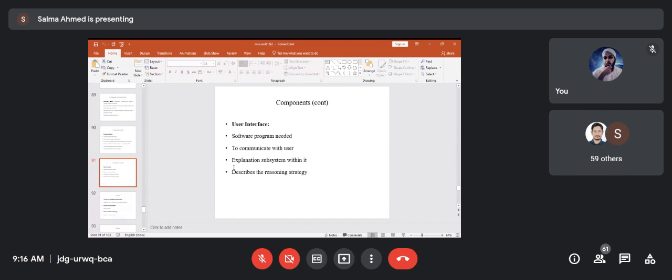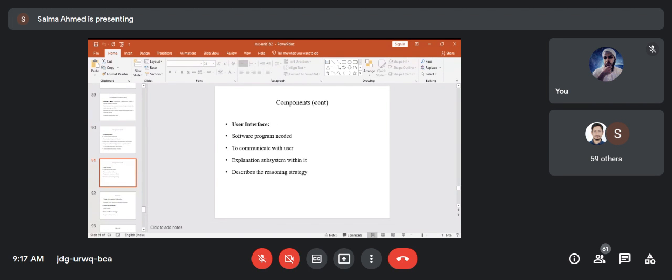Because the user interface is needed in order to get the two components together: to get knowledge from the knowledge base, use the inference strategy, or the search strategy which is held within itself, and then come to a conclusion. The user interface is interactive software, it is not working on its own. So you need to access knowledge from the knowledge base, use the search strategy within the inference engine, and then you come to a particular conclusion.